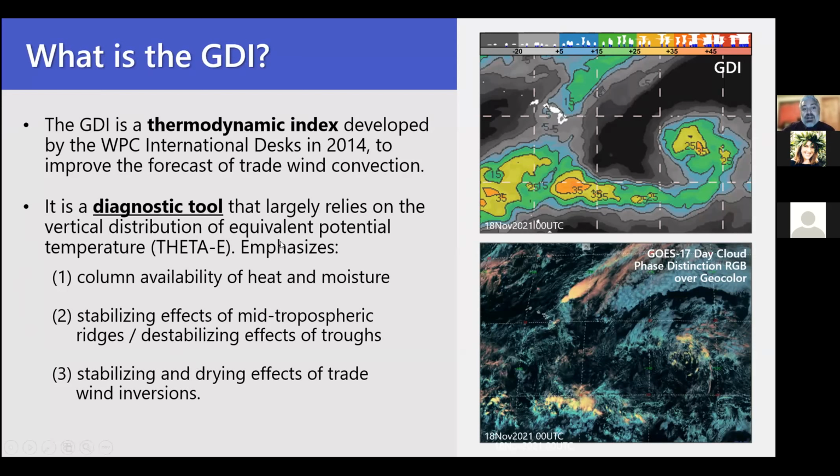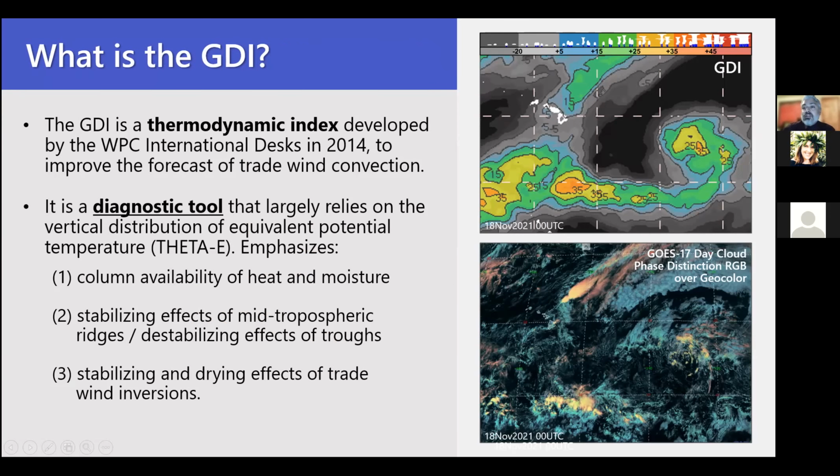What it does is rely on the vertical distribution of equivalent potential temperature mainly, and upon that and other variables, it tells you what type of convection you should expect. The three main processes that the GDI looks into are, first, the column availability of heat and moisture, so we look at theta E to get that. Then we have the stabilizing effects of mid-tropospheric ridges and destabilizing effects of troughs. Could be a polar trough or a TUD or any upper trough that has a cold core. And then we also look into the stabilizing and drying effects of trade wind inversions.